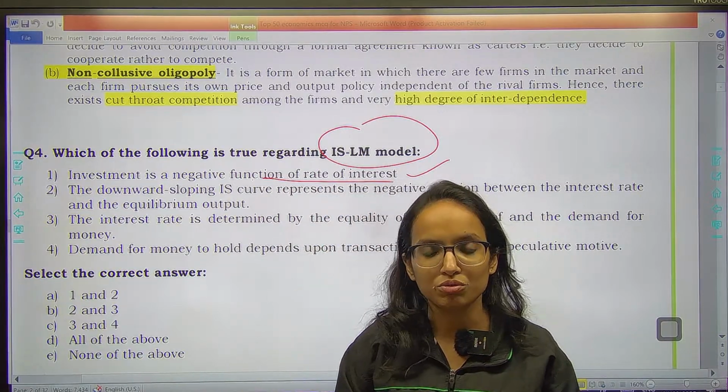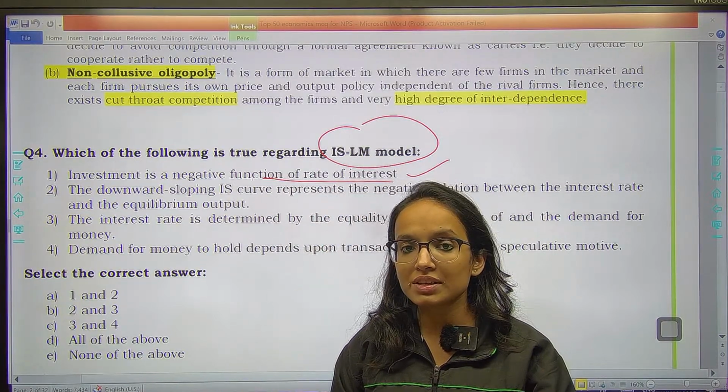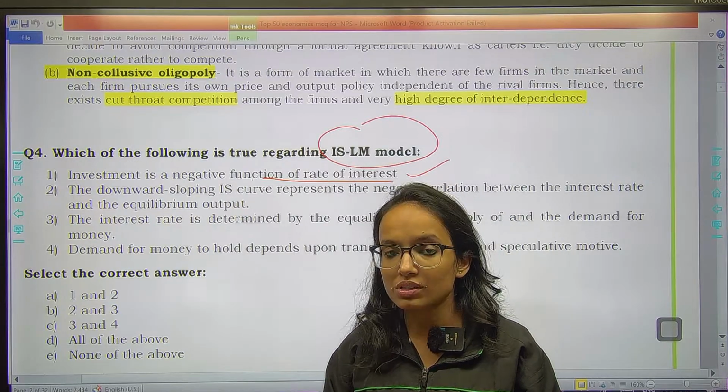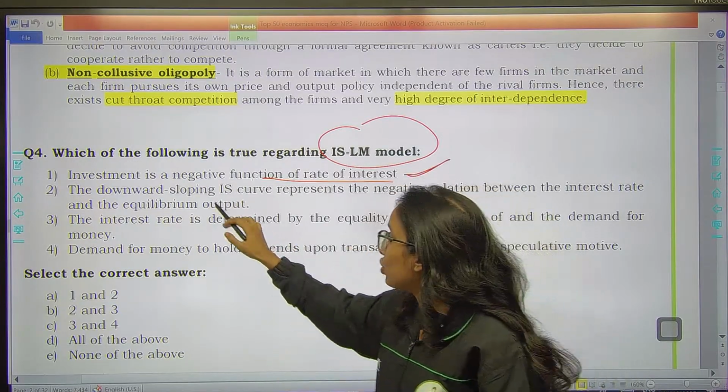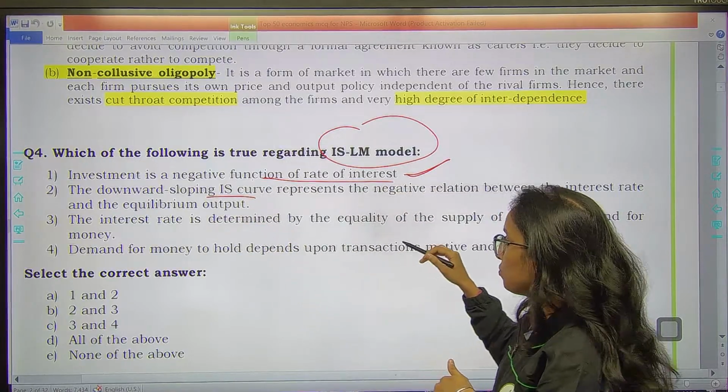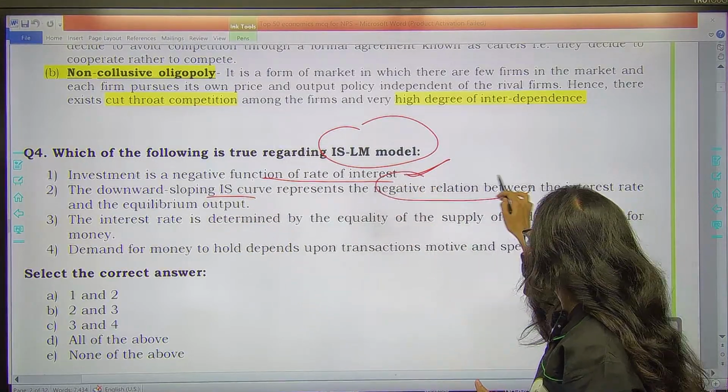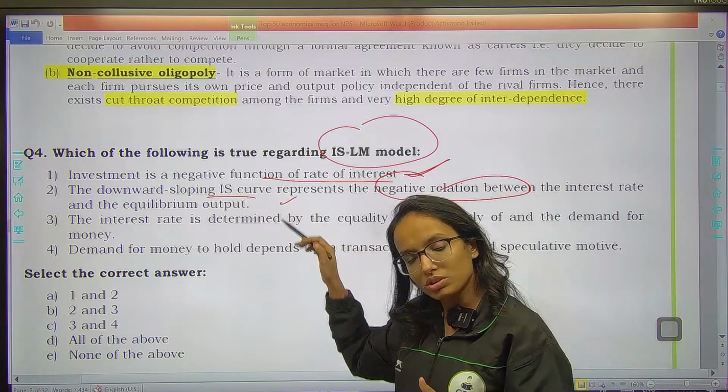If you look at the first statement, investment is a negative function of the rate of interest. That is absolutely true, right? If the rate of interest rises, the cost of borrowing becomes costlier and we tend to invest less. So this is true. A downward sloping IS curve represents a negative relation between interest rate and equilibrium output. That is also true.